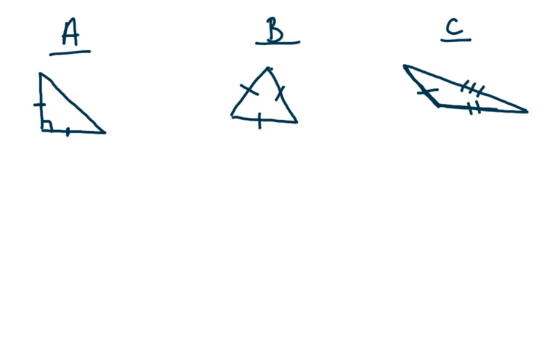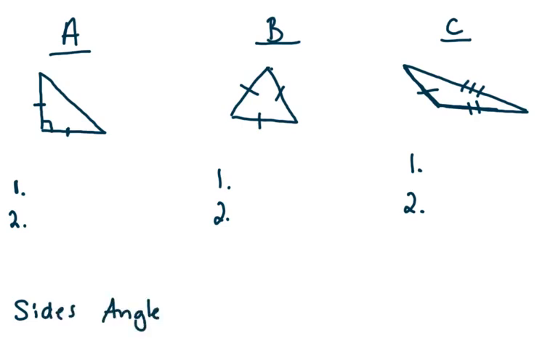I put some markings on them to help us know whether or not sides were equal. So they are not drawn to scale. But as I told you before, every triangle is going to have two names. So A is going to have two names, B is going to have two names, and C is going to have two names. One of those names is based on the sides, and one is based on the angles. So let's start with that first name, with the angles.